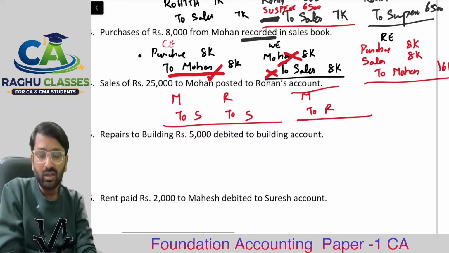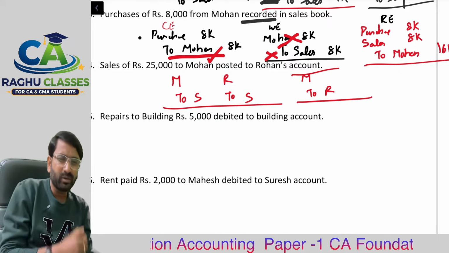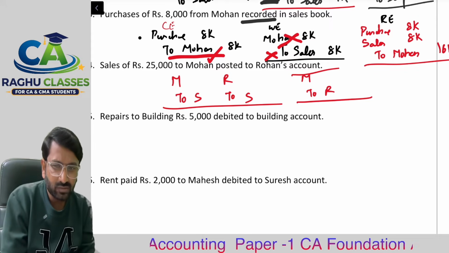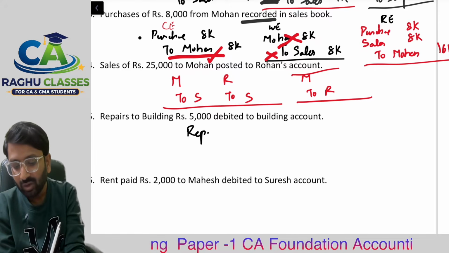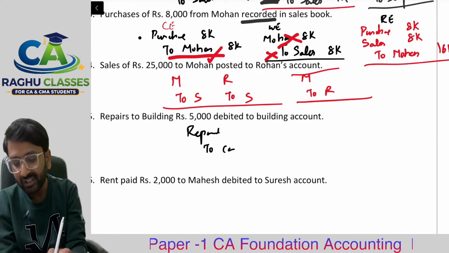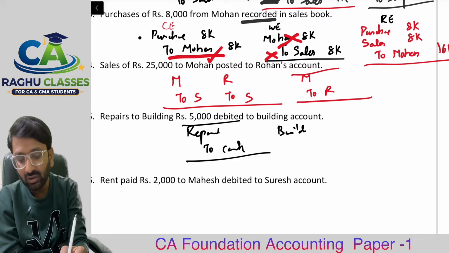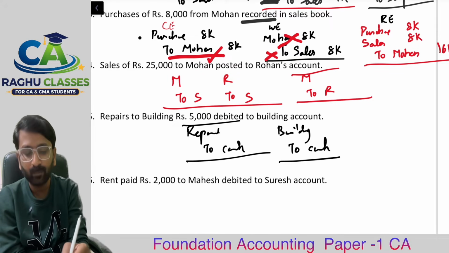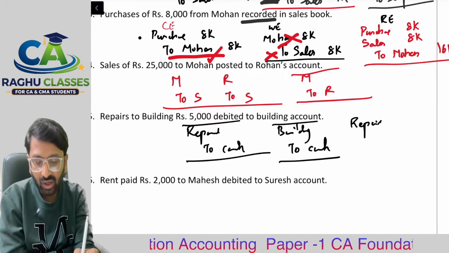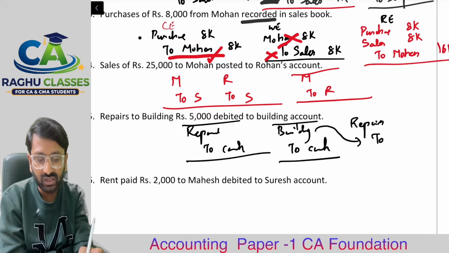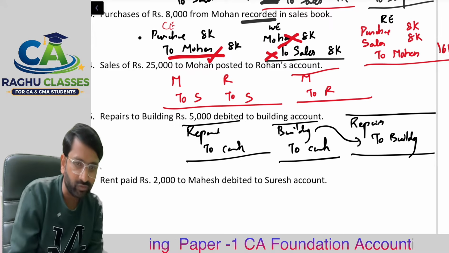Next, repairs to building 5,000 debited to building account. When you incur repairs, it is incurred for regular maintenance. So therefore, it is revenue expenditure. So the correct entry for repair should have been repairs account debit to cash. But instead of writing repairs to cash, it is debited to building account. So they have written building account debit to cash. So what is the rectification entry? I'll record repairs now. And this building account needs to be cancelled. So the entry will be repairs account debit to building account. This is how I'm going to rectify. Next one.